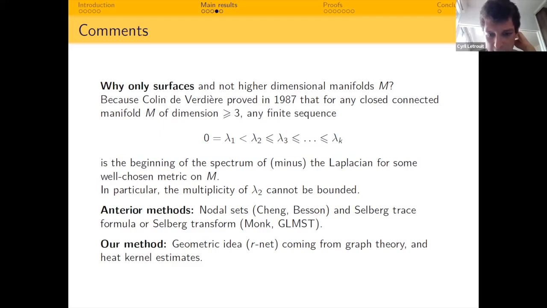Our method is completely different. First, we use the geometric idea that was coming from this paper to introduce what is called an R-net, and I will explain what it means. Then we have to be clever with heat kernel estimates to find out how to make it work. In a word, it's also a trace method which we are using, except with the heat kernel, but alone it wouldn't work. It's not sufficient to just have a trace method. The main input is this geometric idea of introducing an R-net, so I will insist on it.